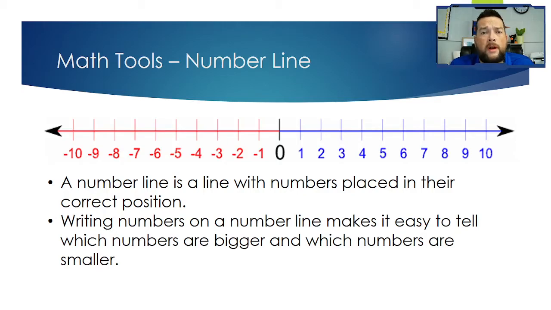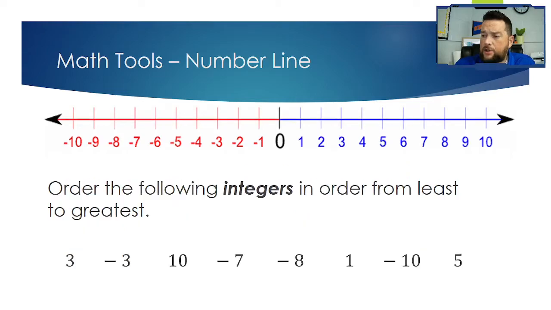Whenever I'm ordering numbers, I like to use a number line, especially when I'm starting out trying to understand the numbers. It's just a great tool. We talked about this already, how a number line could be useful in ordering integers.